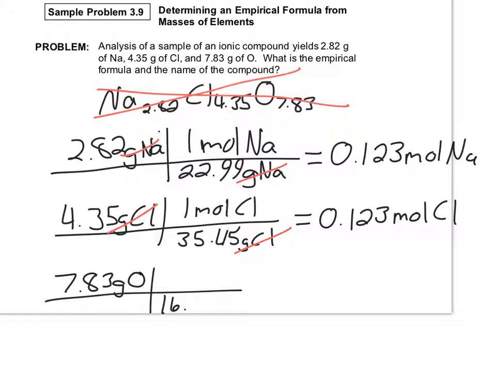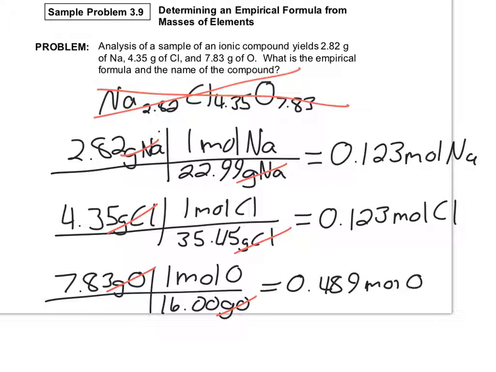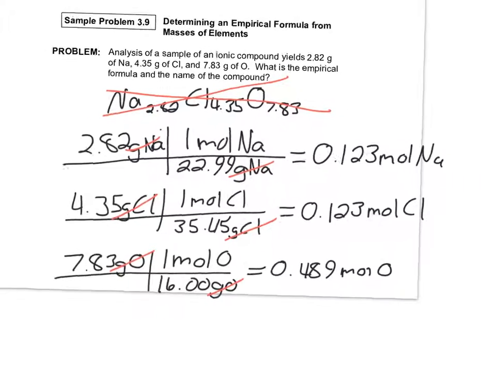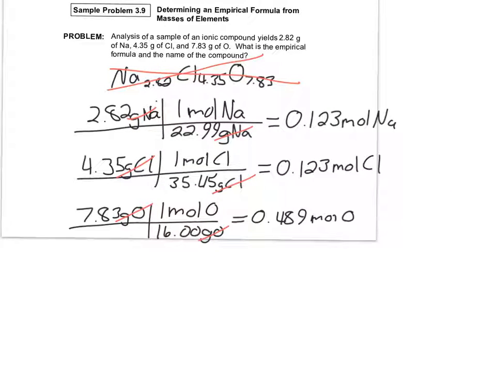And then oxygen, we've got 7.83 grams of oxygen from the problem. The molar mass of oxygen from the periodic table is 16 grams of oxygen in 1 mole, so 16 grams per mole. Grams cancels grams. 7.83 divided by 16 equals 0.489 moles of oxygen. And now we can write our little formula with the decimal numbers, right?